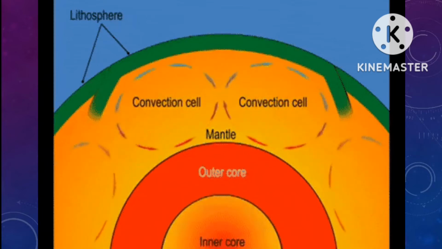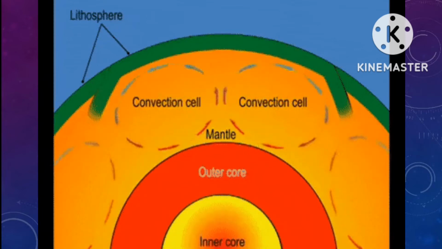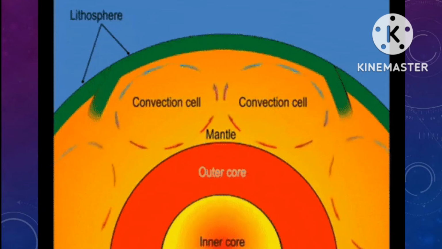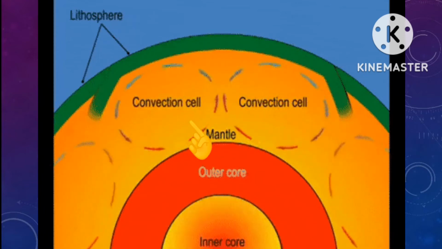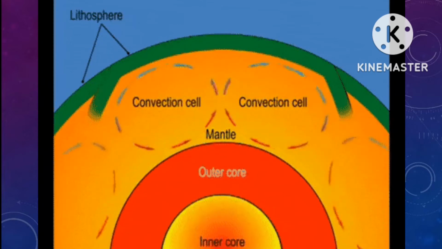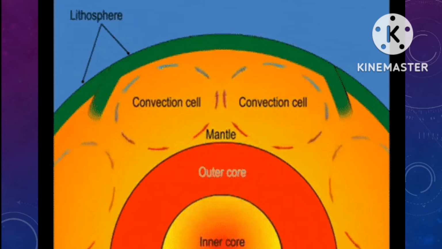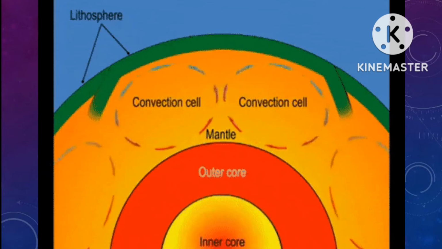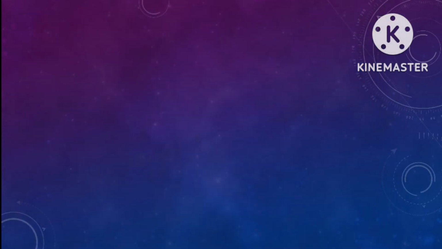As mentioned earlier, hot fluids tend to rise due to low density, while cold fluids tend to sink due to high density. So, if the magma here is hot, it will rise, and when it gets to the top, it gets cold because it is far from the core. And since cold fluids sink due to high density, it goes back to the bottom. This cycle goes on, which we call the convection current.